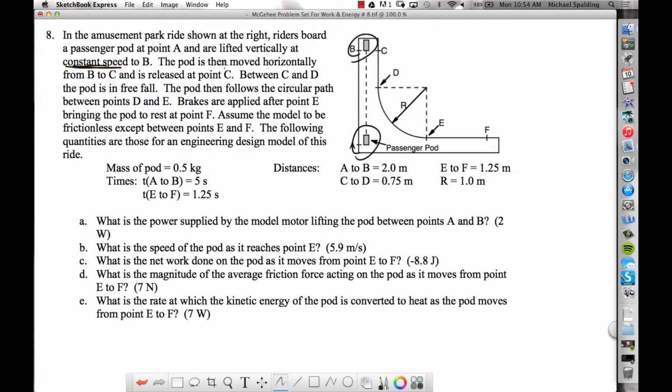The pod is then moved horizontally from B to C and is released at point C. Between C and D, the pod is in free fall, which means the only force acting is gravity, no friction. The pod then follows the circular path between D and E.